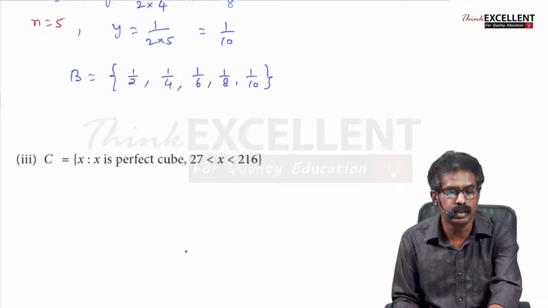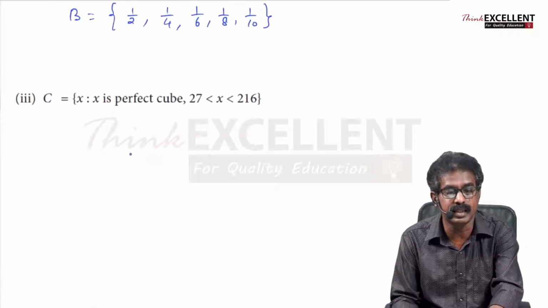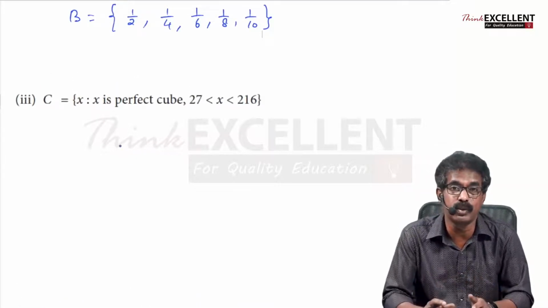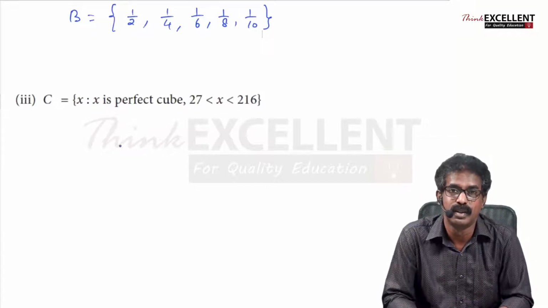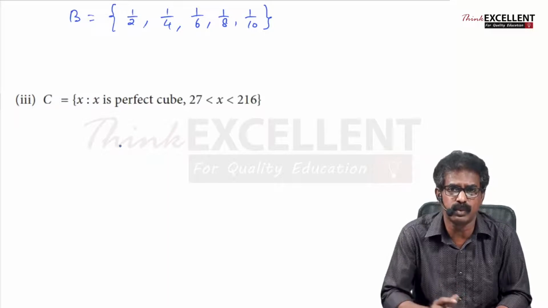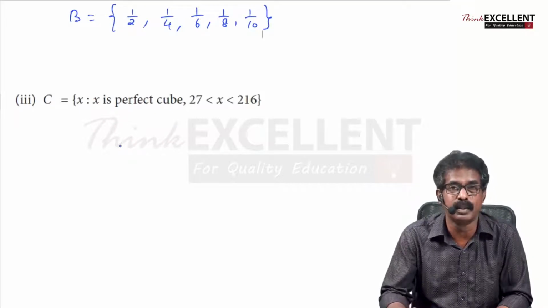Now see the next one. C equal to set of all x such that x is a perfect cube. This perfect square, perfect cube, you must be thorough. Perfect squares, the square numbers: 1, because 1 square is 1. Then 4, 2 square; 4, 3 square, 9, 16, 25. Then 6 square, 36, right? So all these are square numbers.